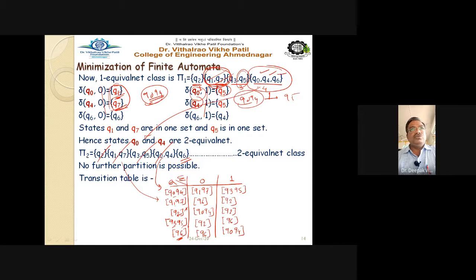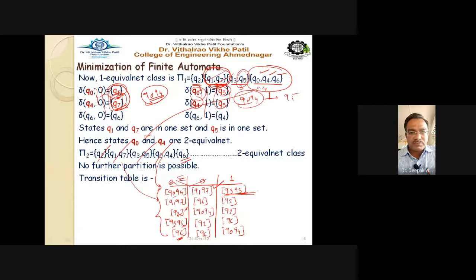Q0 Q4 on 0 goes to Q1 Q7. So see here, Q0 Q4 on 0 goes to Q1 Q7. That's why it is written here, Q1 Q7. Now Q0 Q4 on 1 goes to Q5 only, but there is no such state Q5 here. Q5 always comes with Q3 because Q3 Q5 we have combined. That's why it is written here, Q3 Q5.